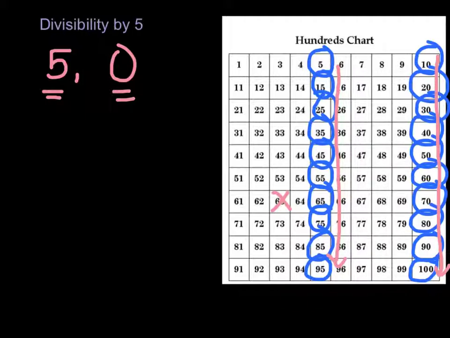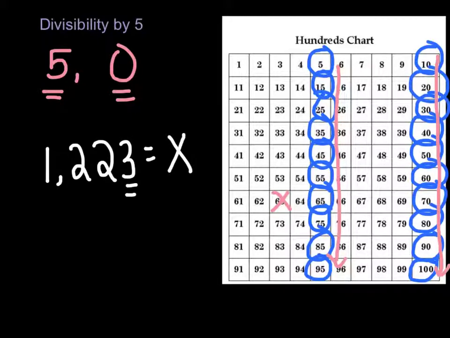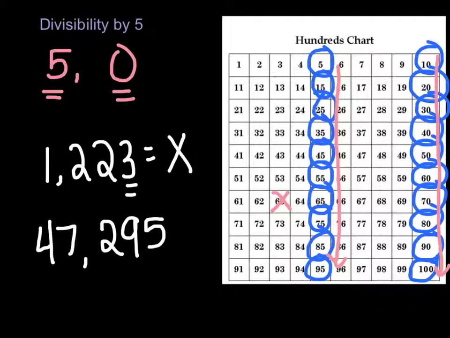So let's do a couple examples. If I give you the number 1,223, to know just by looking, I look at the number in my ones place, and that's a 3. So it's not a 5 or a 0, so that would not be divisible by 5. If I give you the number 47,295, again, none of the other numbers matter. I only have to look at that number in the ones spot. And the number's a 5, so therefore it is divisible by 5.